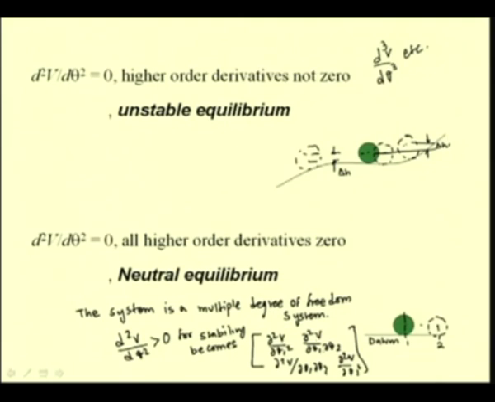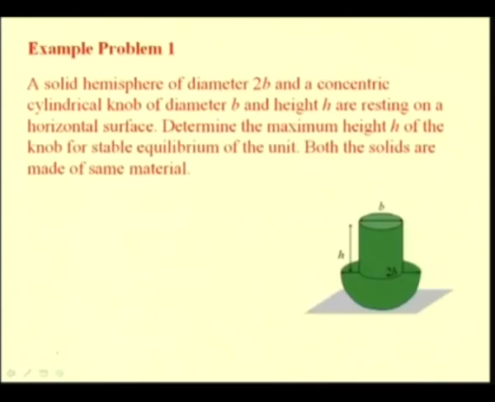So, let us first see a single degree of freedom system example and analyze the stability of the equilibrium. Here you have a solid which is composed of a cylindrical knob and a hemispherical base. The diameter of the hemispherical base is 2b, which is twice the diameter of the cylindrical portion, and the height of the cylindrical knob is h.